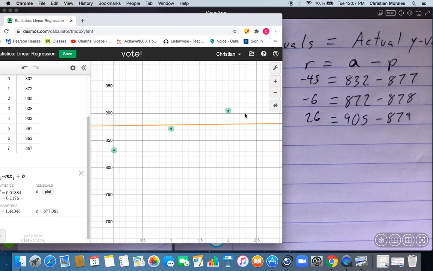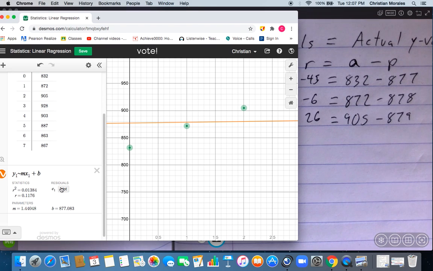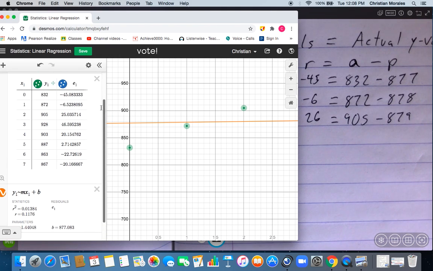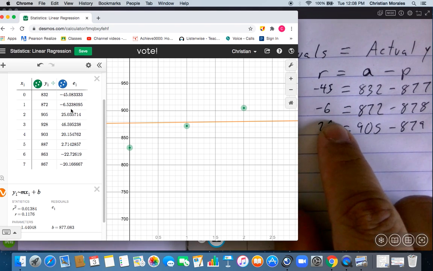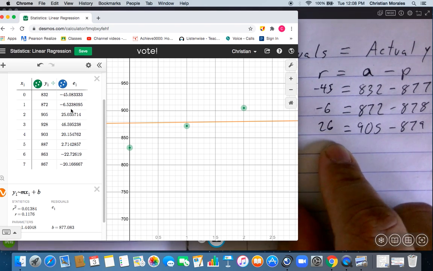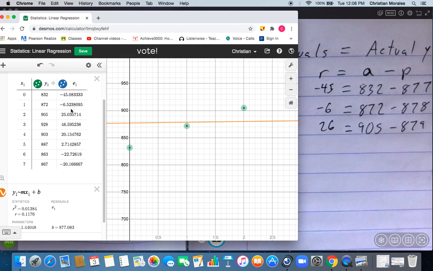Now, I'm going to give you a little shortcut here. Right here, there's a button on the graphing calculator for the plots, residuals. It'll give you the residual if you hit this. And guys, look at the numbers right there. Look at what it is. Negative 45, negative 6, 26. And if you keep doing it for every point, you would calculate these residuals. Okay? And yeah, that is a quick way to do residuals using the graphing calculator.